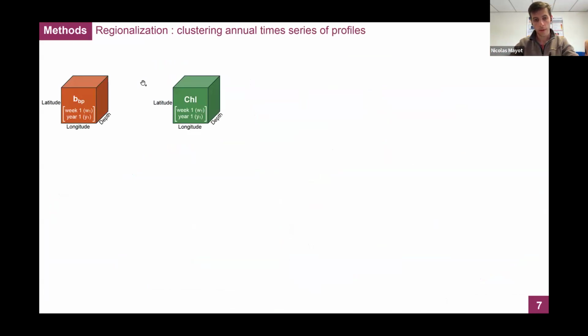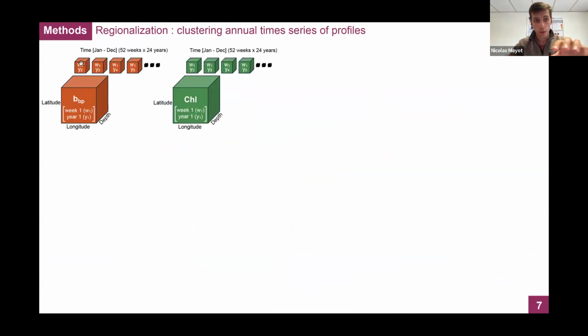So first, from this neural network data set, what I obtain for each week and each year is 2 cubes, for BBP and chlorophyll, with longitude and latitude versus depth. So it's like a 3D cube for each week, and I have this for each week and each year. So that's what we call a 4D data set.